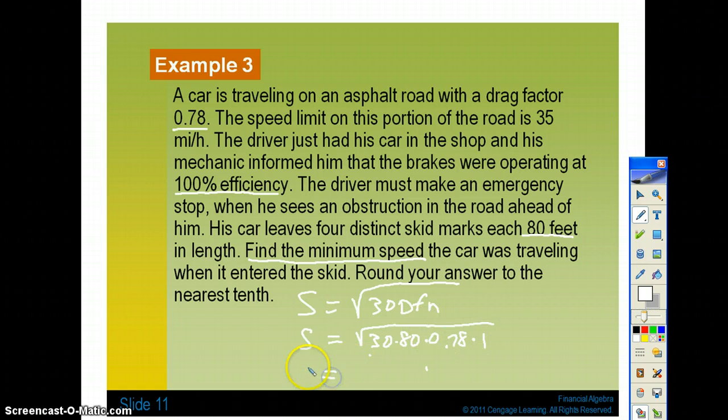So when we go through and calculate that, we take the square root of that product, and we're going to end up with 43.3 miles per hour, because it's asking us to round to the nearest 10. So what you would find is it says the speed limit on this portion of the road is 35 miles per hour. So this driver was obviously traveling above the speed limit. So in a case like this, when they come up with the calculations, this driver would be given a ticket at the scene of the accident, because it's been determined that he was a minimum of 8 miles per hour above the speed limit.